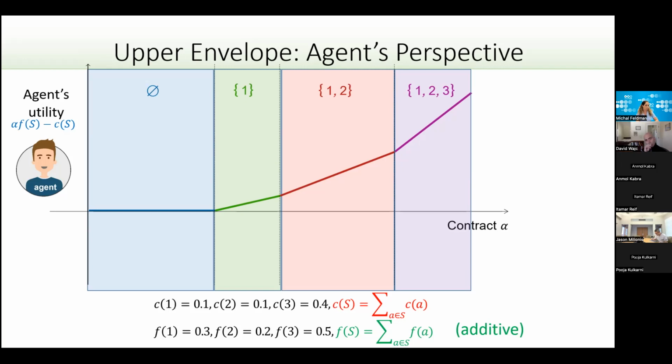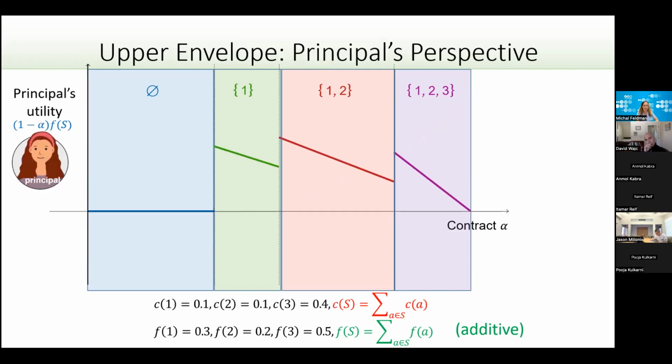Okay, so I didn't prove it to you, but I can tell you that if f is additive, then we have at most n such transitions, where in every transition, the agent just adds one more action. Okay, and this is the case for additive f. But now our problem is the principal's problem, which is to find the optimal alpha. So let's take now the principal's perspective.